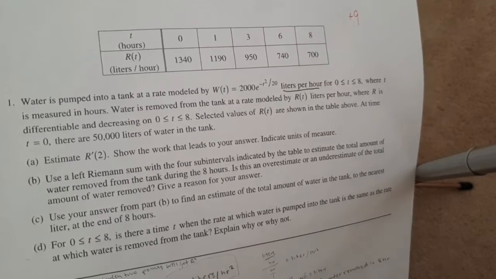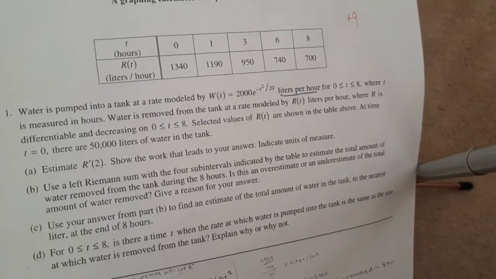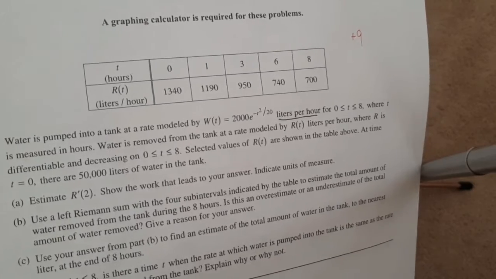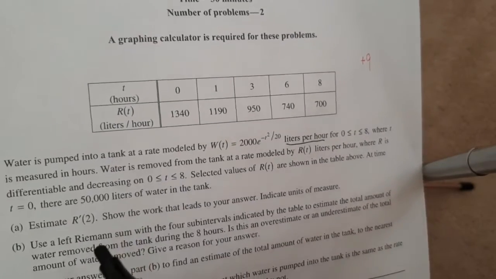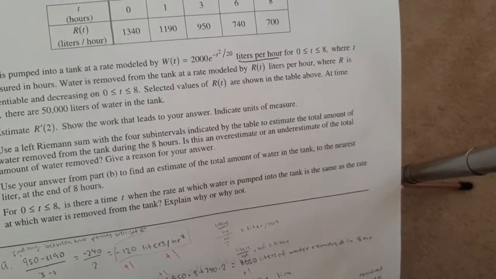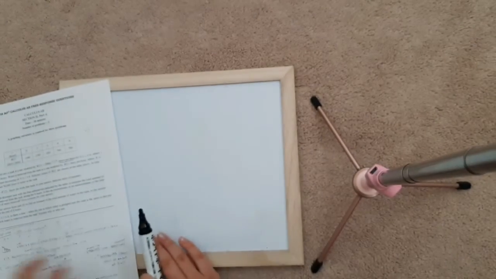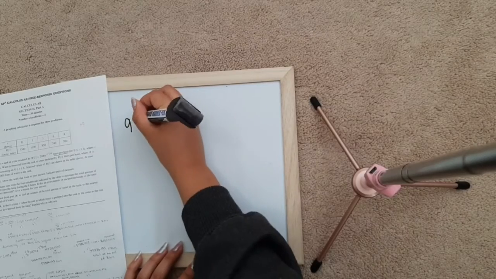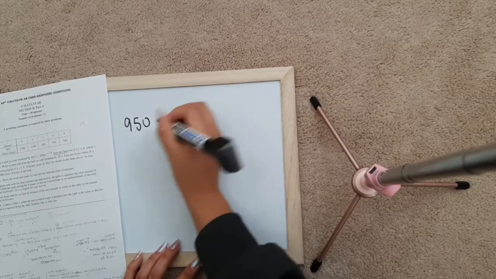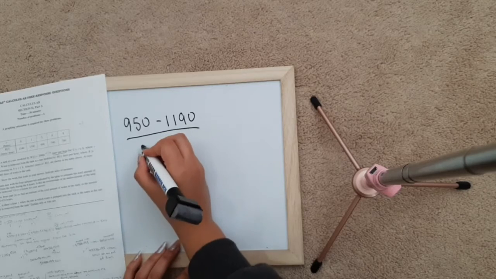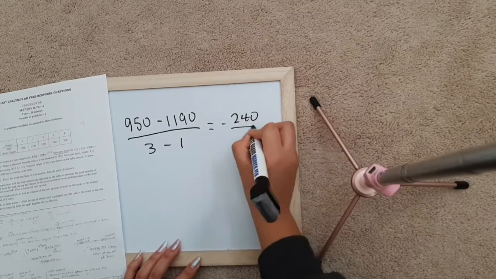For part A, it says estimate R prime of 2, show the work that leads to your answer, indicate units of measure. So to find R prime, you have to find the average rate of change between 1 and 3. Since the table is given in R of t, you subtract the points from each other divided by the times subtracted from each other. So that would be 950 liters per hour minus 1,190 liters per hour, divided by 3 minus 1, which equals negative 240 divided by 2.